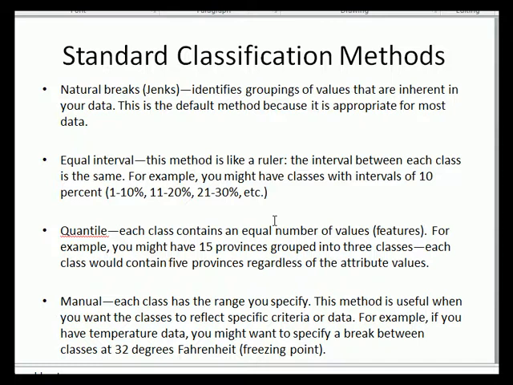Equal interval, it's like a ruler. The interval between each class is the same. So you might have classes with intervals of 10%, 1 to 10%, 11 to 20%. Quantile is when each class contains an equal number of features. For example, you might have 15 provinces grouped into 3 classes. Each group would have 5 provinces each. And manual is when each class has a range that you specify. So you want to specify on an elevation model that it breaks at 2,300 feet, and then again at 3,700 feet, and then again at 4,400 feet for whatever reason.